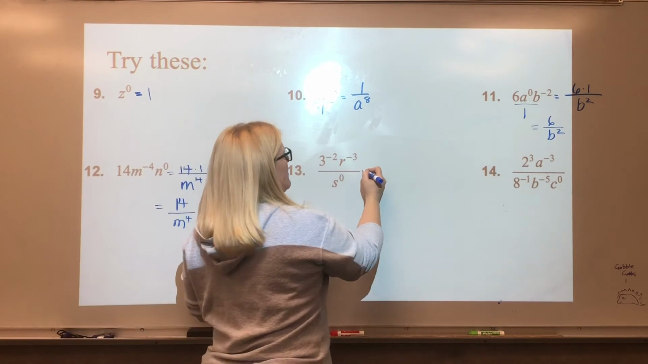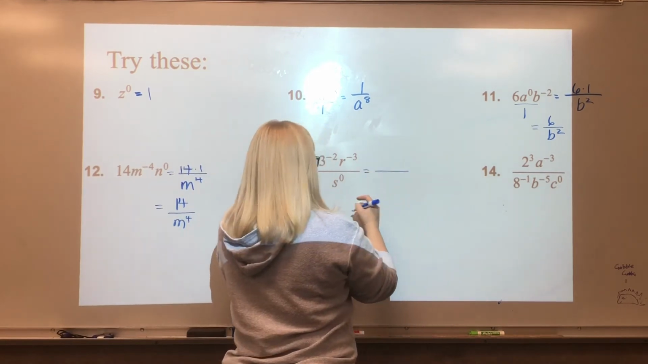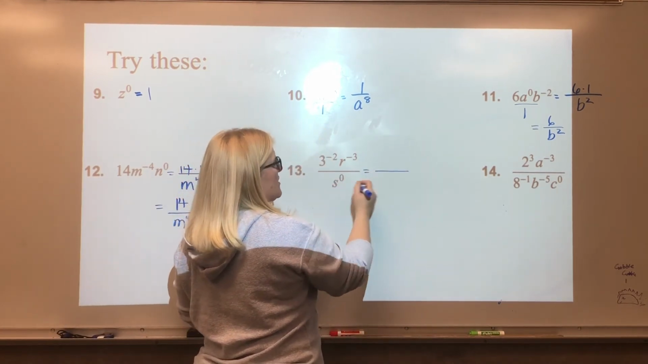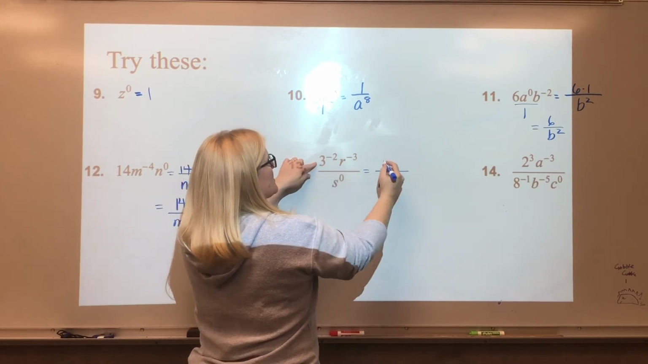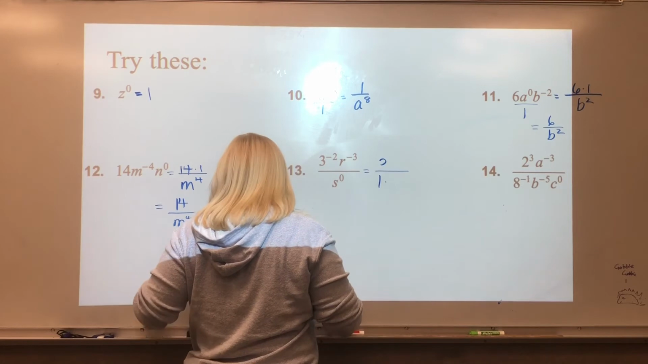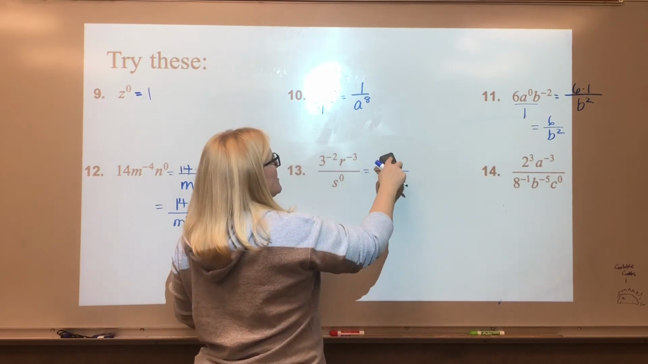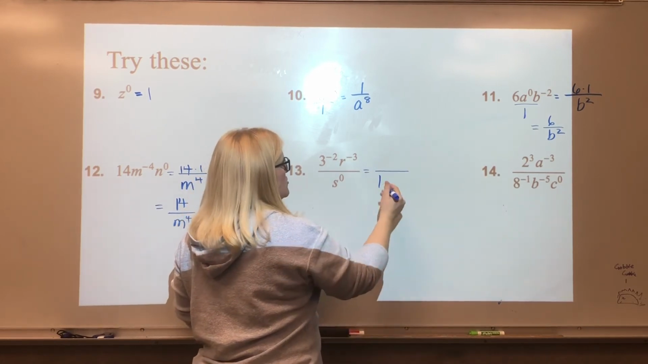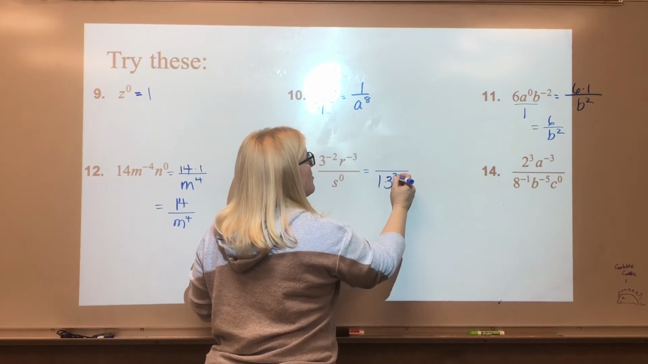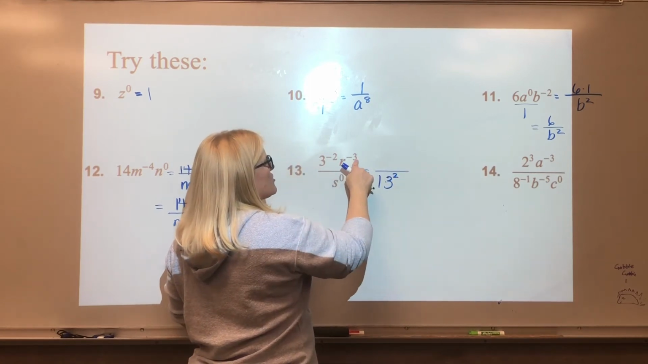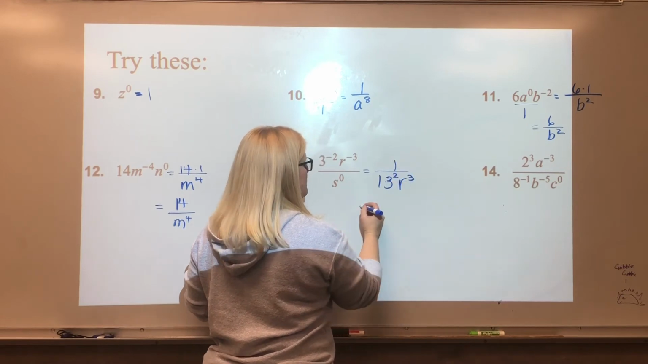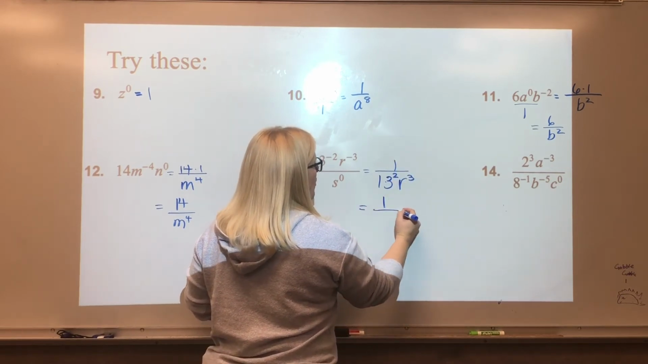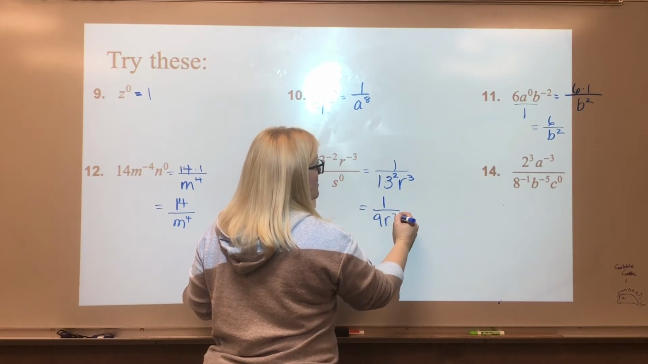Over here, we have s to the 0 is 1, so 1 is just going to stay here at the bottom. 3 stays at the top. Oh, just kidding. It's 3 to the minus 2 power. So it goes to the bottom and becomes 3 to the positive 2. And then r to the negative 3 goes downstairs, r to the third. So we get 1 over 9r to the third.